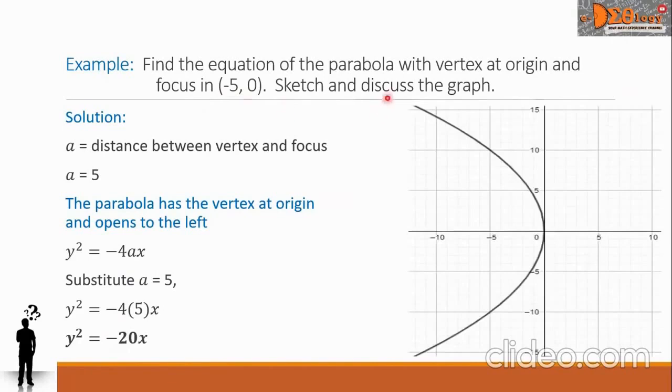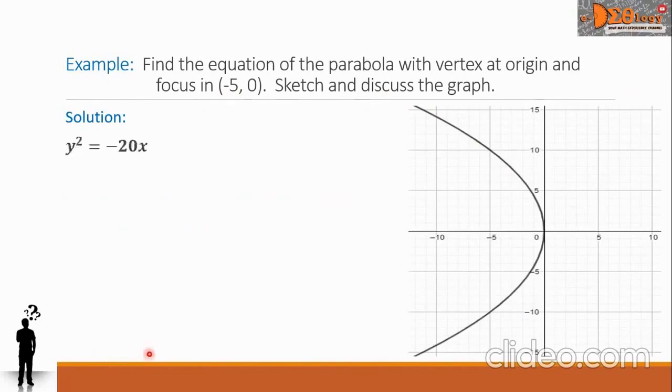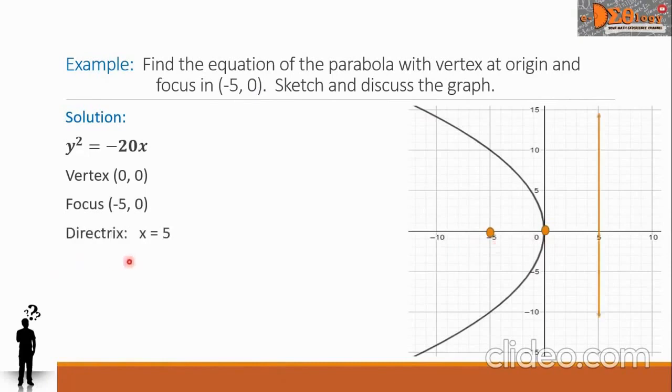Using GeoGebra, this is now the parabola y squared equals negative 20x. Let us now discuss the graph. The vertex is at 0, 0. That is the origin. The focus is here, the negative 5, 0. The line directrix has the equation x equals 5. The length of latus rectum equals 20. That is the positive value of the coefficient of x.